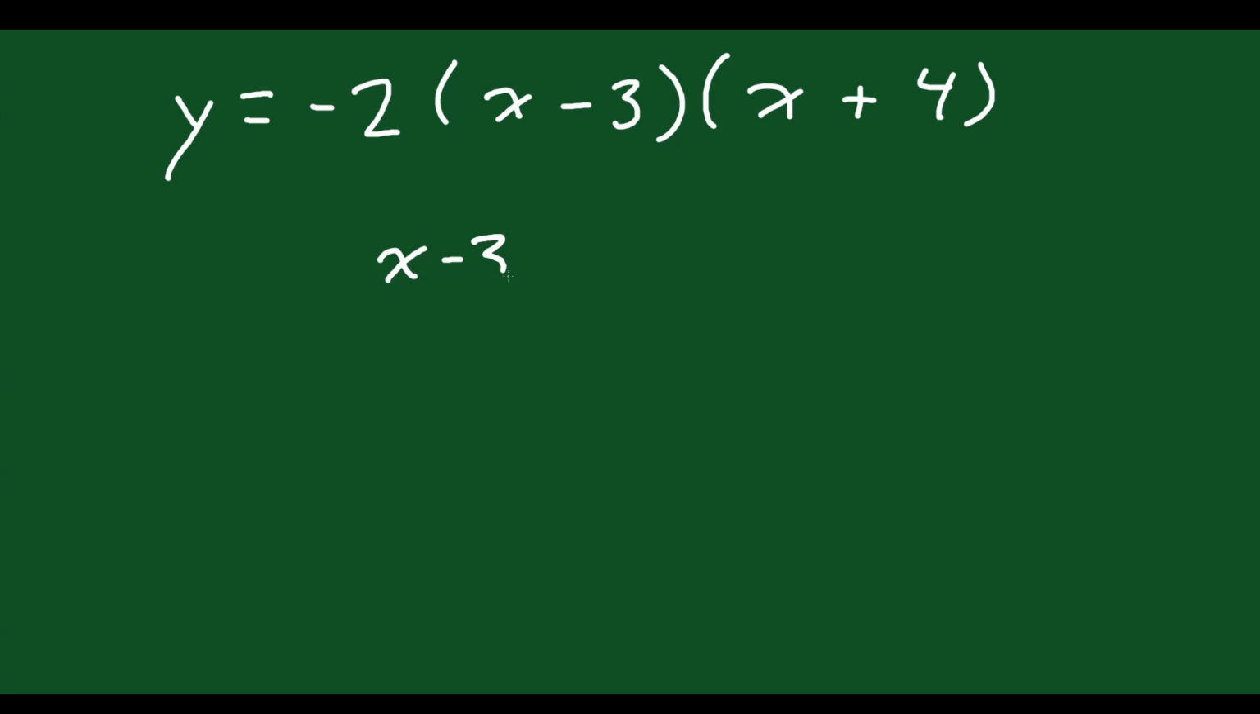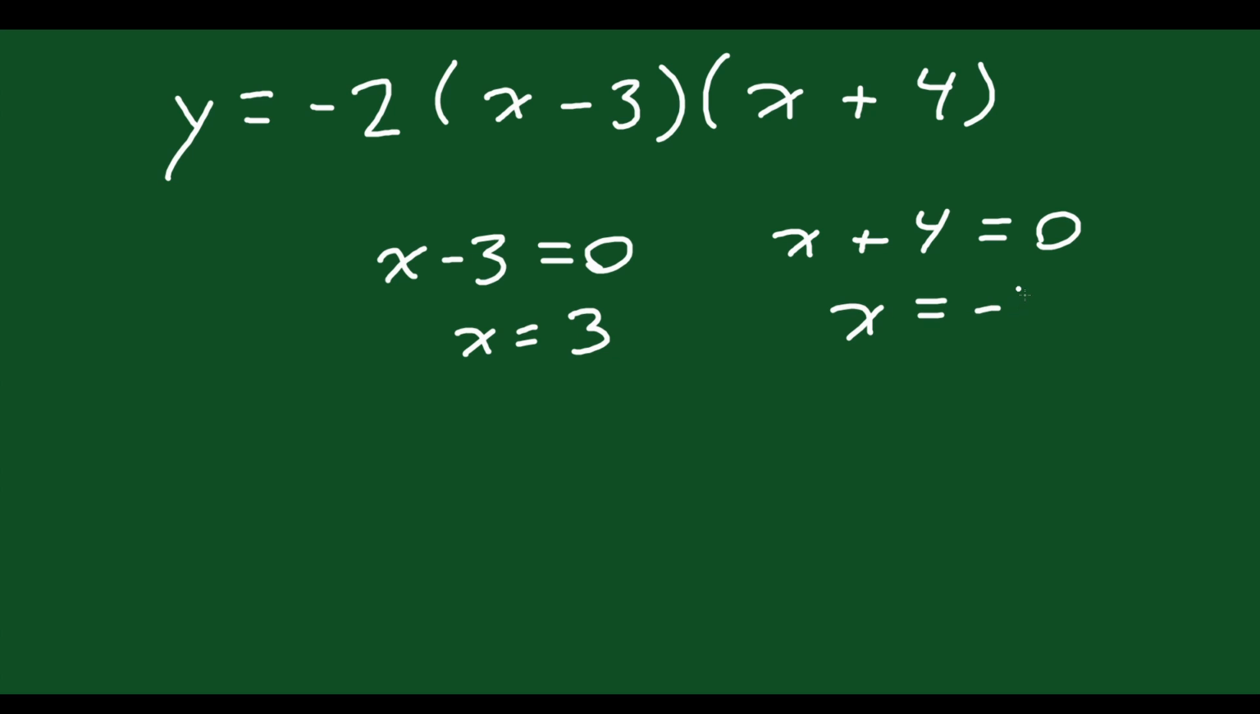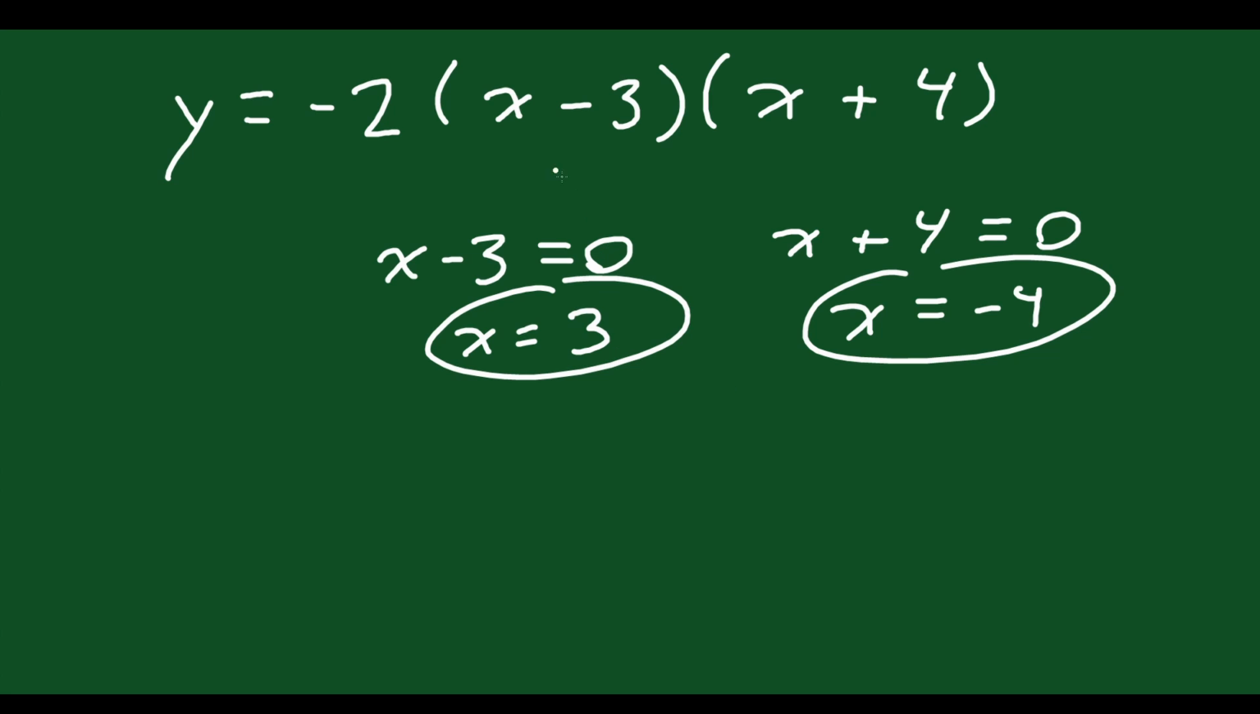So x - 3 is equal to 0, x + 4 equals 0. Solve for x in each case. x equals 3, x equals -4. Those are your two solutions, right? Because if I plugged in 3 for x, this would all become 0. If I plug in -4 for x, this thing would all become 0, right? And your y value would become 0, which means it's an x-intercept.